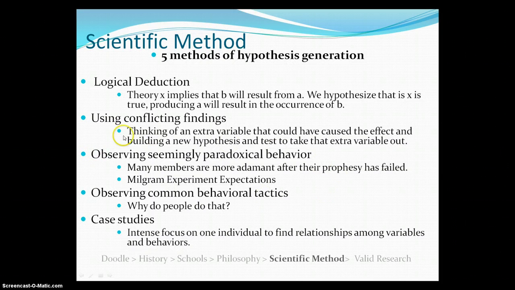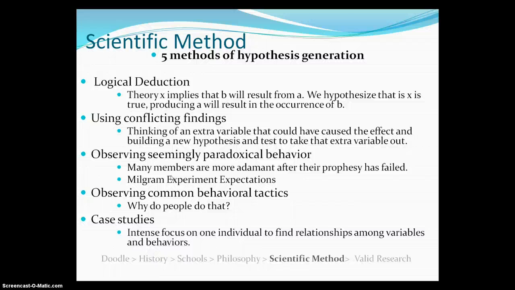In this third, we already discussed this with the Milgram example, observing seemingly paradoxical behavior. It was paradoxical. They didn't expect that that many people would shock the participants all the way up to 450 volts. Another example is that many members of religious organizations or cults are more adamant about their leader being a prophet or something of the sort after a certain prophecy has failed.